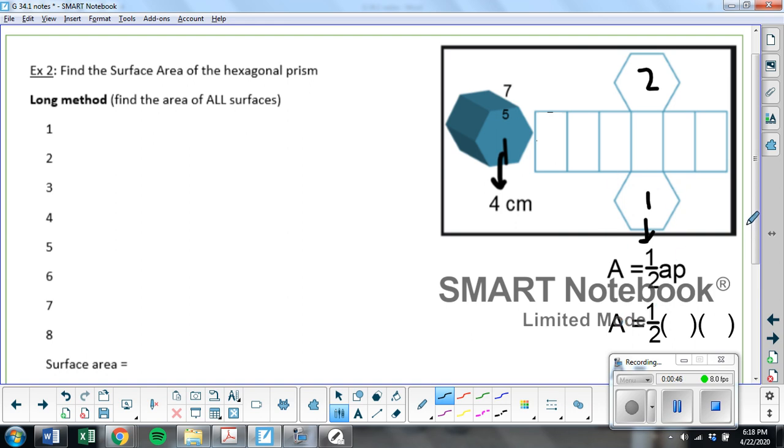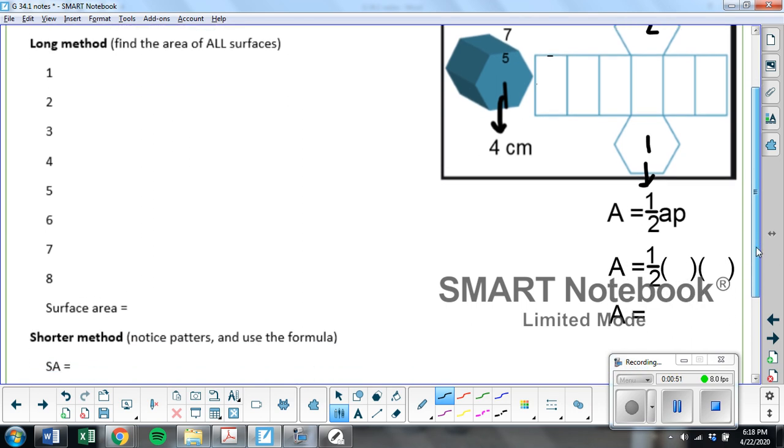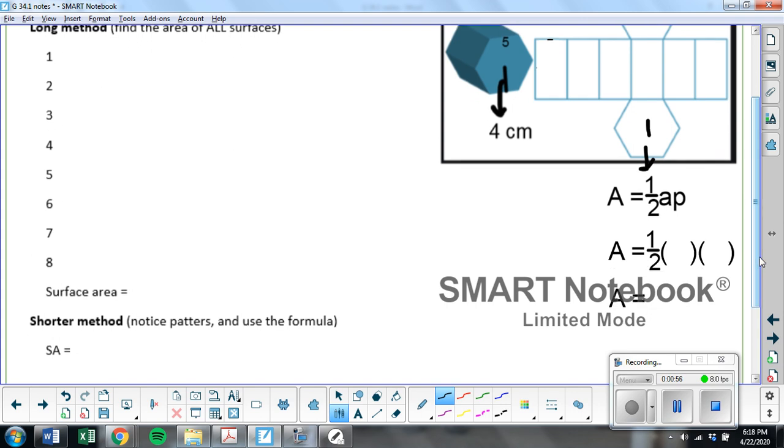Surface 1 is a hexagon, so you might have to look back at your formulas from the last chapter. For a hexagon, the formula is 1/2 AP, 1/2 apothem times perimeter. Do we know the apothem? Remember, the apothem is center to side. Look right here: center to side, that's 4 for an apothem. And what's the perimeter of this hexagon? 5, 5, 5, 5, 5, 5. So 5 times 6 is 30.